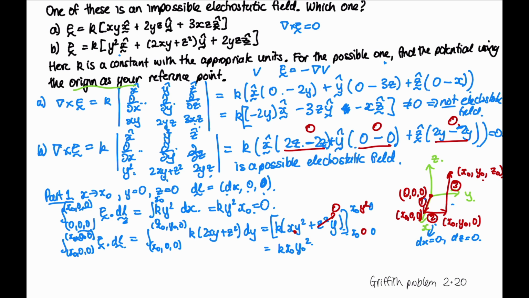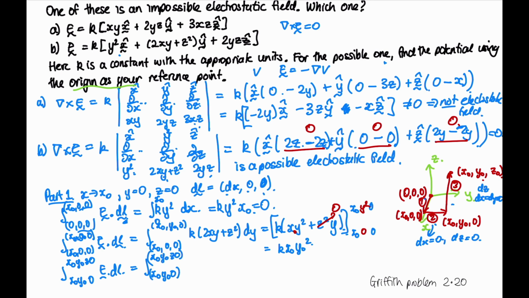And now we finally have to do path 3. So now we're going from x naught, y naught, 0 up to x naught, y naught, z naught. And that's of E dot dl. And along this path, we've got dz is not 0, but dx and dy are 0 because they're not changing. So this will be from x naught, y naught, 0 to x naught, y naught, z naught.